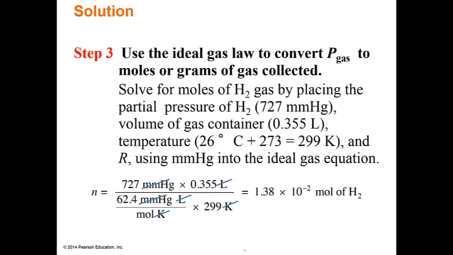So how do we solve for moles of hydrogen gas? We take our pressure of hydrogen times the volume, so 727 times 0.355 liters, and divide that by our constant in millimeters of mercury, which is 62.4 rather than 0.0821 liter-atmospheres, because we want to stay consistent, and then times 299. How do we get 299? Our temperature, 26 degrees plus 273, gives us Kelvin. When we do the calculation, we end up with 1.3 times 10 to the negative 2 moles of hydrogen.